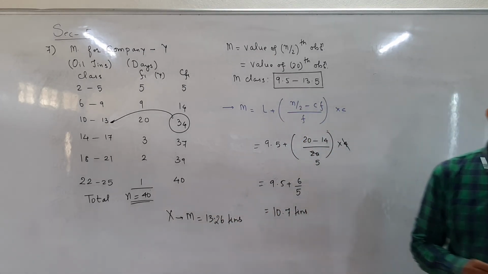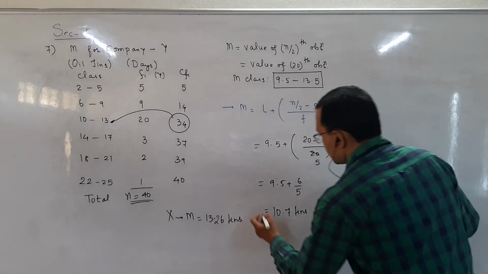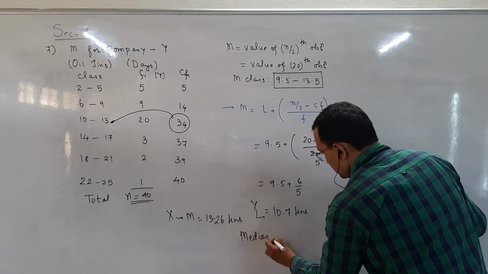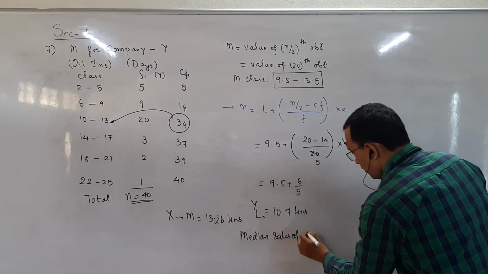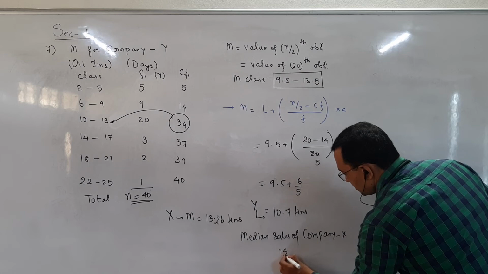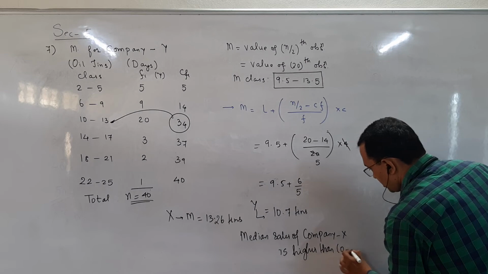Now you only check and compare which company has the higher median sales. You can easily say that company X has higher median sales. That's all. So the final answer is: the median sales of company X is higher than company Y.